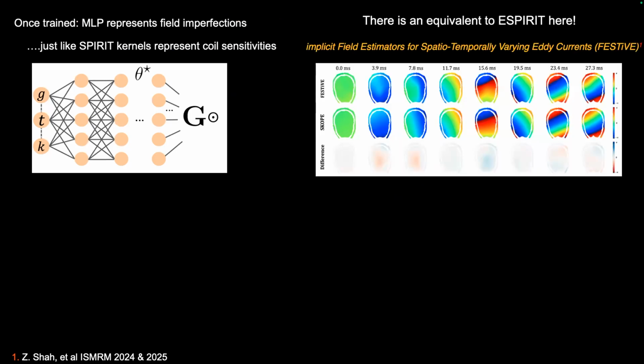Once you do that, the GRAPPA kernel in the MLP represents the field imperfection, just like how SPIRiT kernels represent coil sensitivity. So we came up with an algorithm analogous to how ESPIRiT can get coil sensitivity from SPIRiT kernels. We can get the field imperfection at every single time across the whole spiral readout from the MLP GRAPPA kernels. So this is our FESTIVE result for spiral compared to SCOPE, and they look pretty similar.